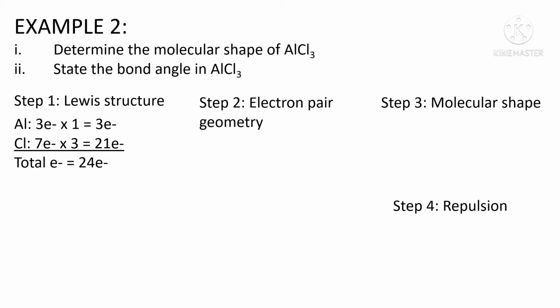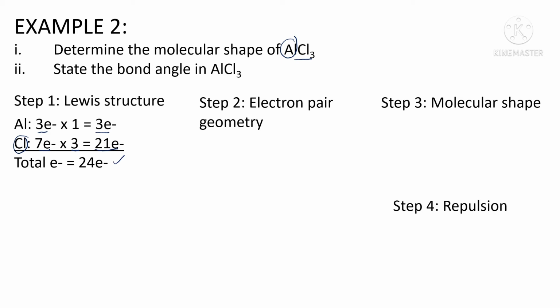To draw the Lewis structure, first we need to determine the total number of valence electrons for the atoms involved in aluminum chloride. For aluminum, 3 valence electrons, and there is only 1 aluminum in aluminum chloride, so multiply by 1 to give 3 electrons. And chlorine, 7 valence electrons. There are 3 chlorine atoms in aluminum chloride, therefore multiply by 3 to give 21 electrons, and therefore total valence electrons involved is 24 electrons.